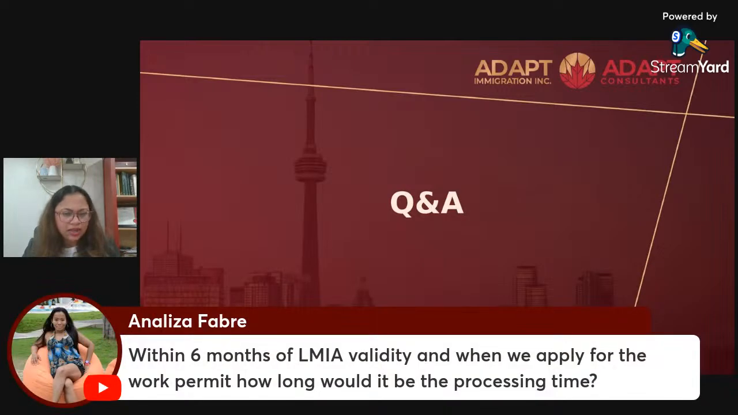Within 6 months of LMIA validity, when we apply for the work permit, how long would the processing time be? The work permit right now is a little bit faster than the LMIA processing. LMIA applications are taking a little bit longer, but the actual work permit takes a couple of weeks, 2 to 3 weeks, depending on where you're applying from.